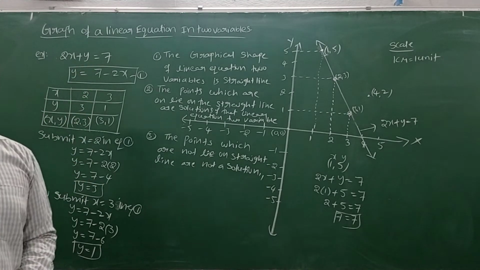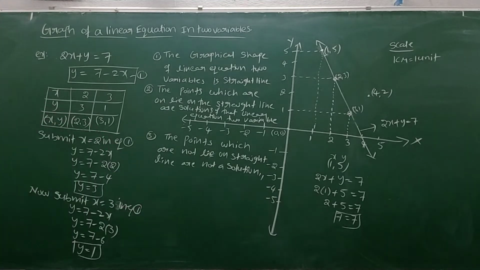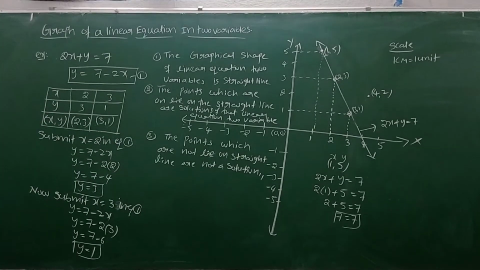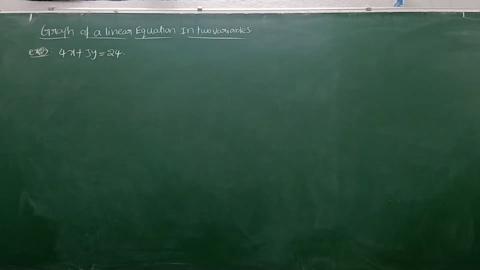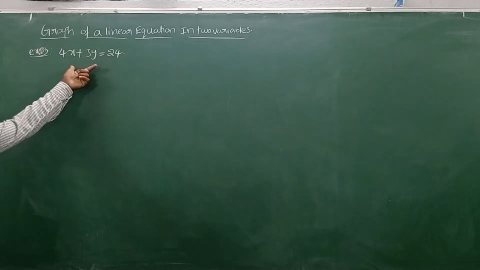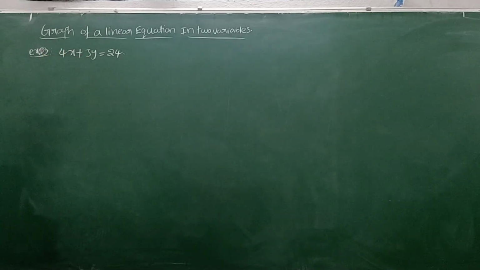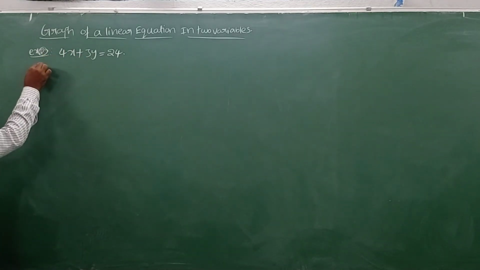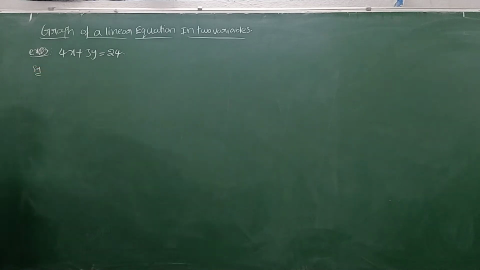Let's see another example. Let me take another linear equation in two variables. For this also we need to plot the graph. So to draw a graph, we need x coordinates and y coordinates, I mean ordered pairs are required.